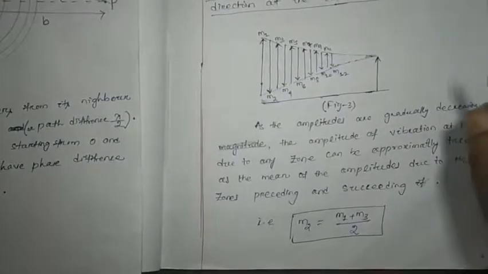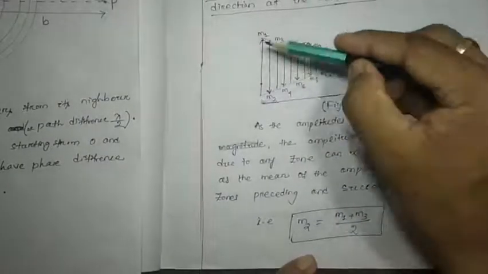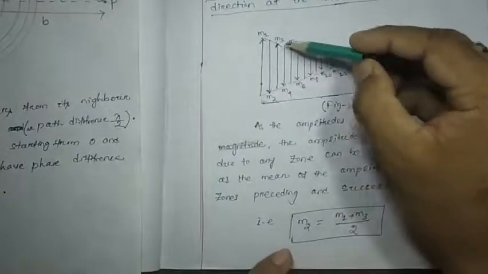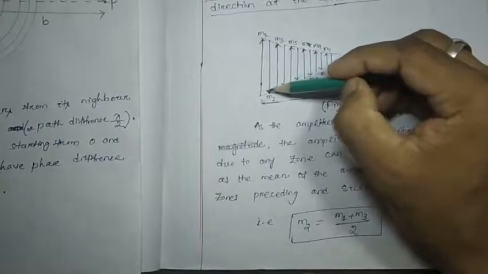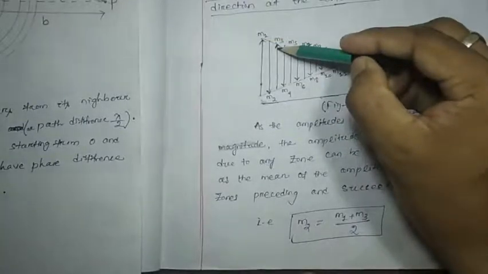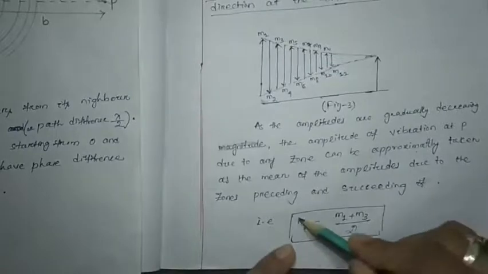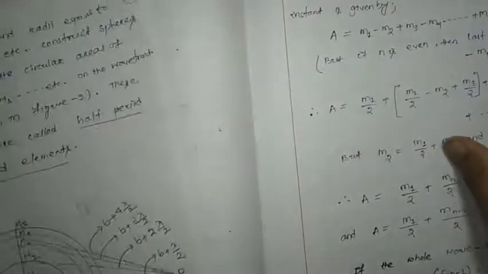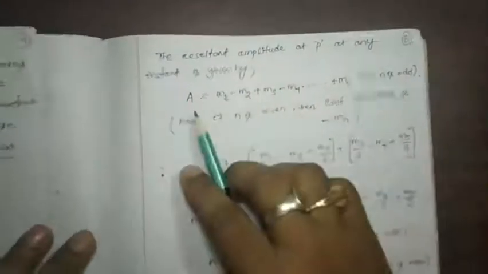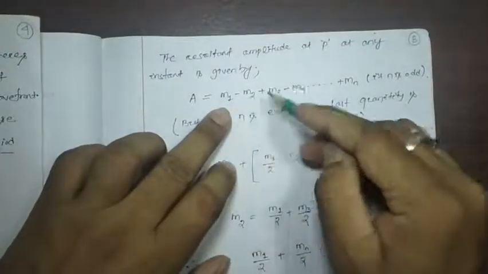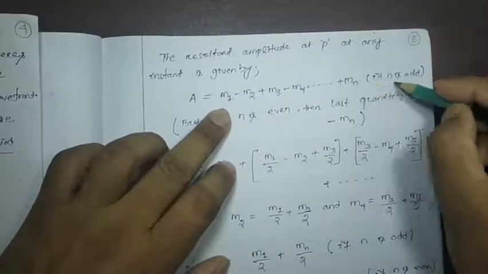So as the amplitude gradually decreases and the vibrations are opposite, the amplitude of M2 can be considered as the average of M1 and M3. So M2 can be written as (M1 plus M3) by 2. Come to the next page. The resultant amplitude at point P at any instant is given by A equal to M1 minus M2 plus M3 and so on, plus Mn if n is odd.